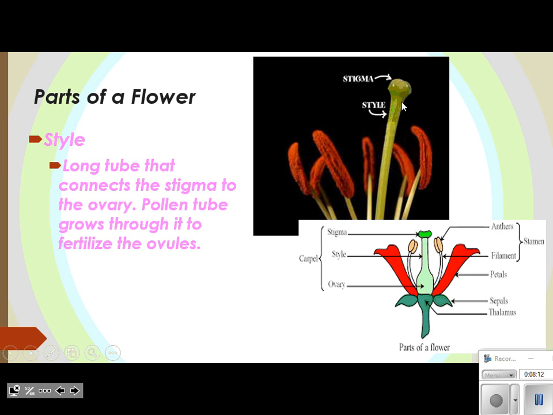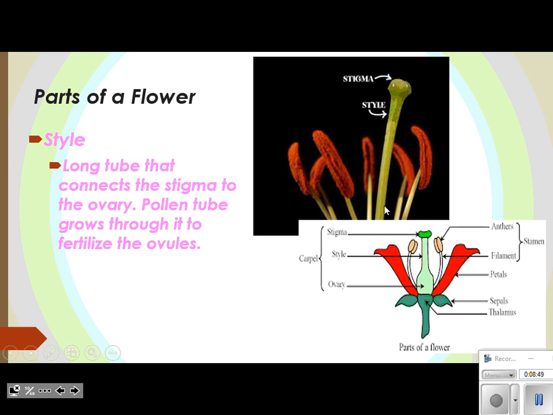Right here is a picture of the stigma. Here's another one, a little cartoon picture, but it's just the very top part of the flower. The next part we're going to talk about is the style. The style is this long part right here. Okay? So here is from the top the style. And the style is the long tube that connects the stigma to the ovary.